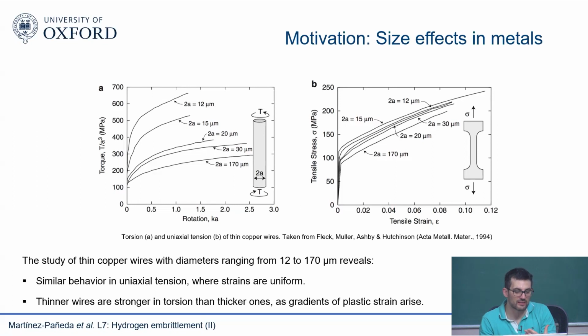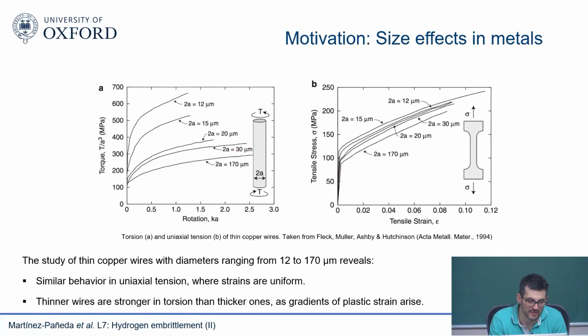But basically the idea is that what you see very clearly here is that the only difference between this test and this test is that in uniaxial tension, the strains are uniform. There's no gradients of plastic deformation. All the strains are the same. While here, you have gradients of plastic deformation in torsion. So the idea is that whenever you have gradients of plastic deformation, you have something that brings this size dependency that we don't see for either larger samples or uniform strains.